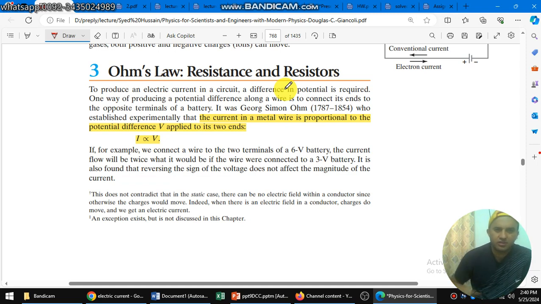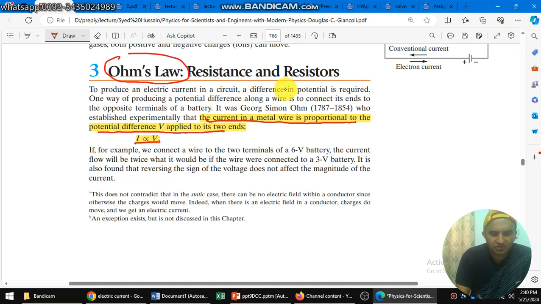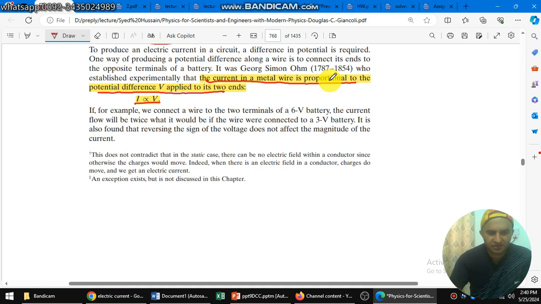So this is Ohm's law, one of the very important laws. According to this law, the current flowing through a metal wire is proportional to the potential difference applied at the ends of the conductor. So I is proportional to V. Let me explain what this means.